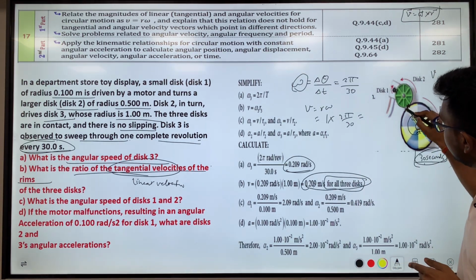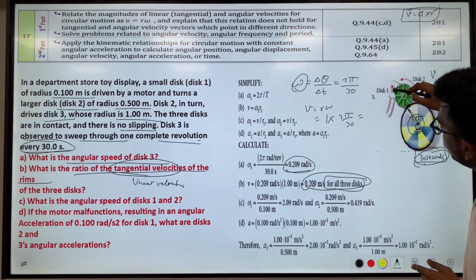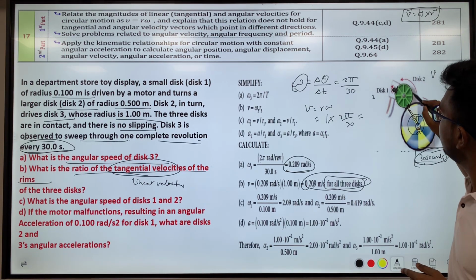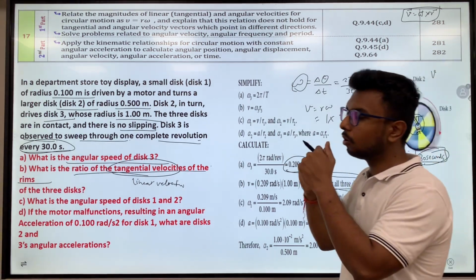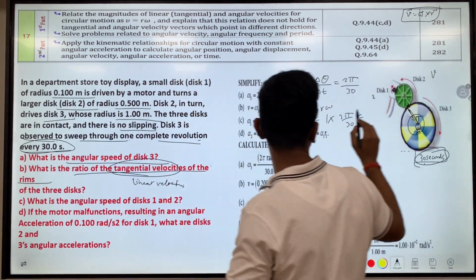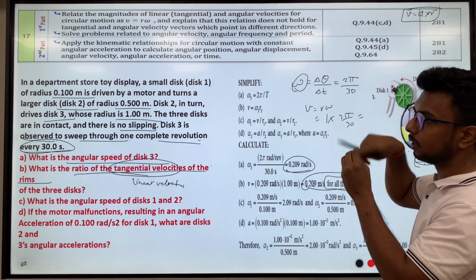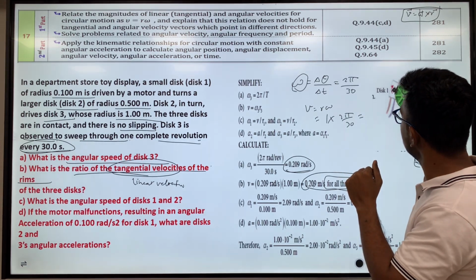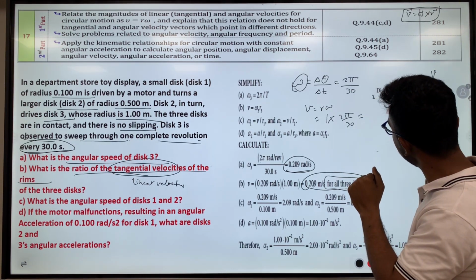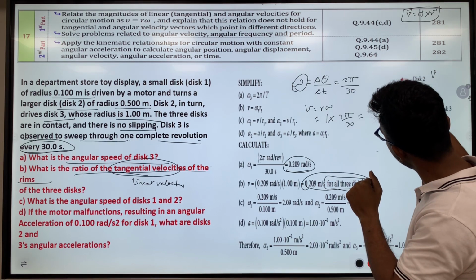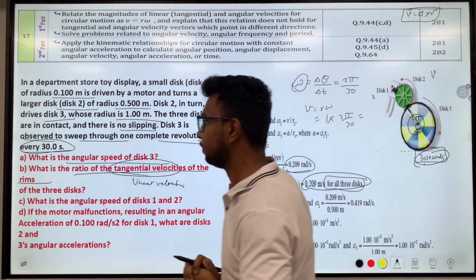And this same velocity will be for this point also, and for this point also, like whatever the points are in contact. Because the rim speed, if it is continuously moving at the same speed, rim means this. So this one is in touch with this one, so the speed will be same. This one is in touch with this one, so the speed will be same there also.